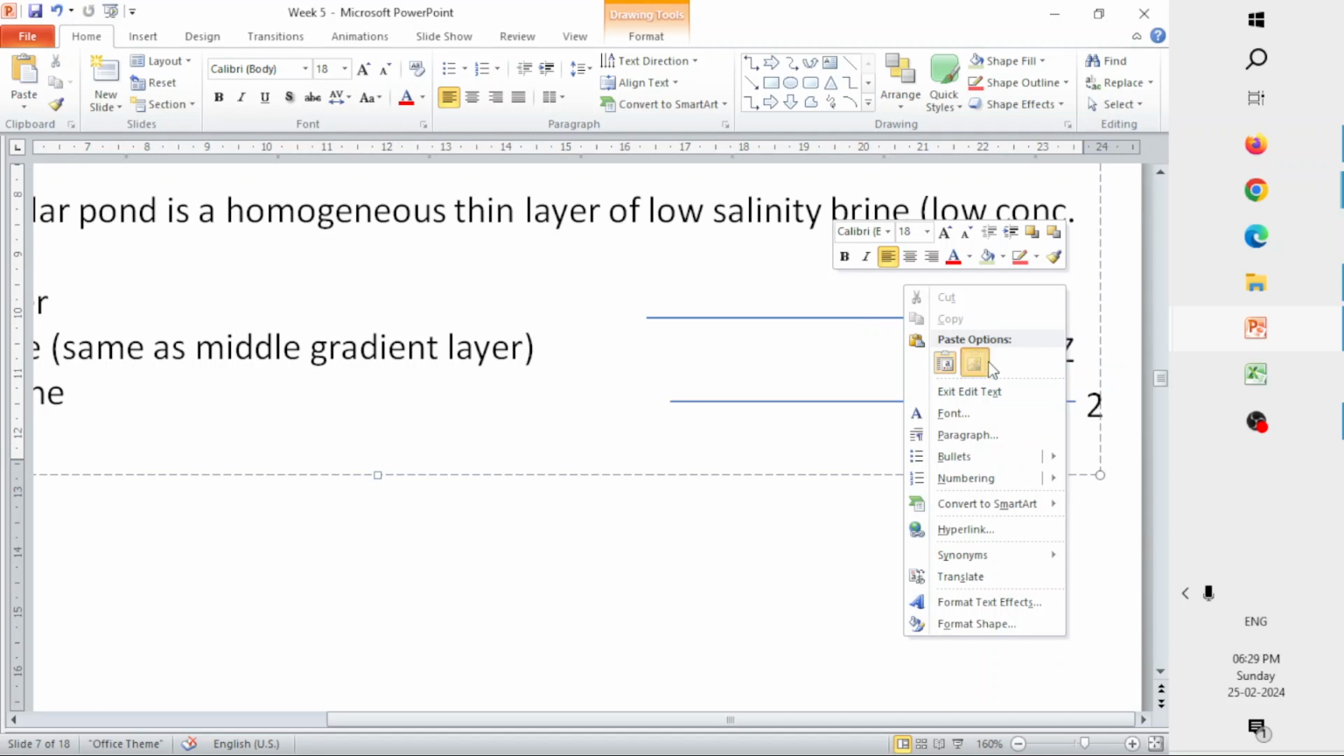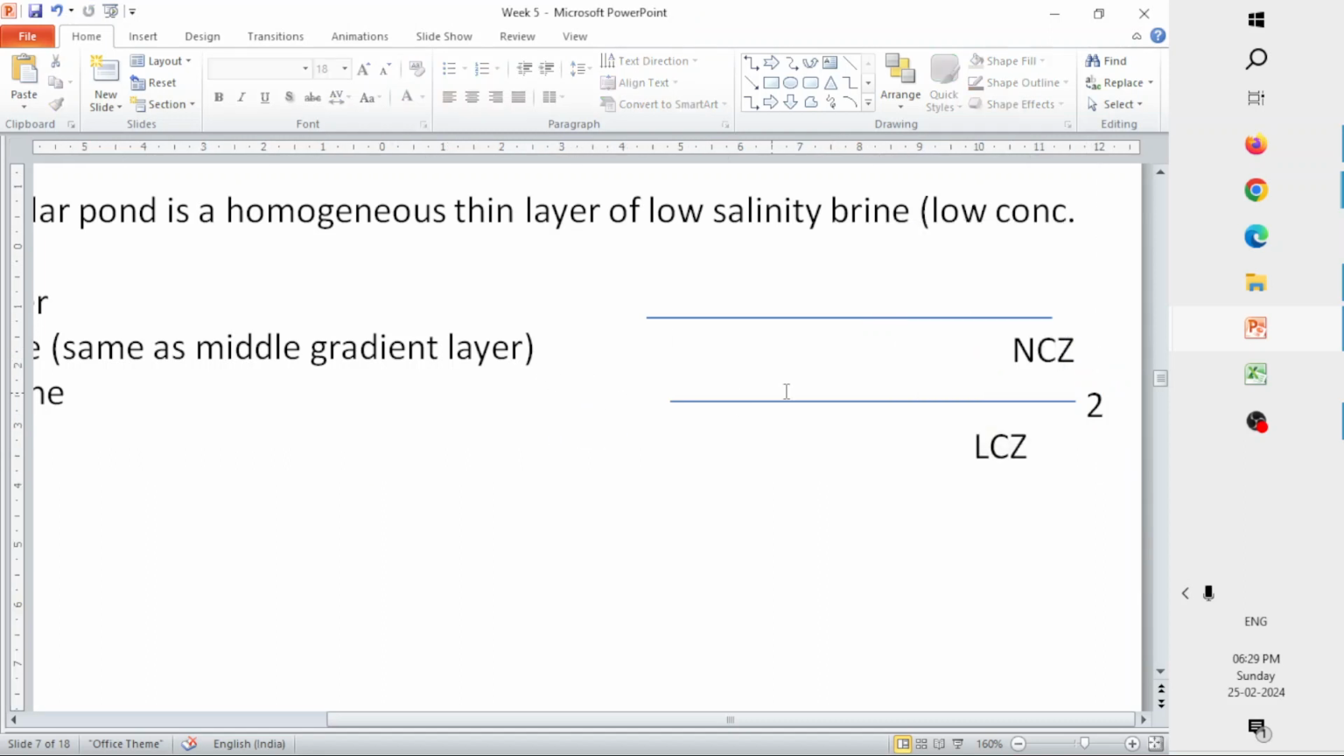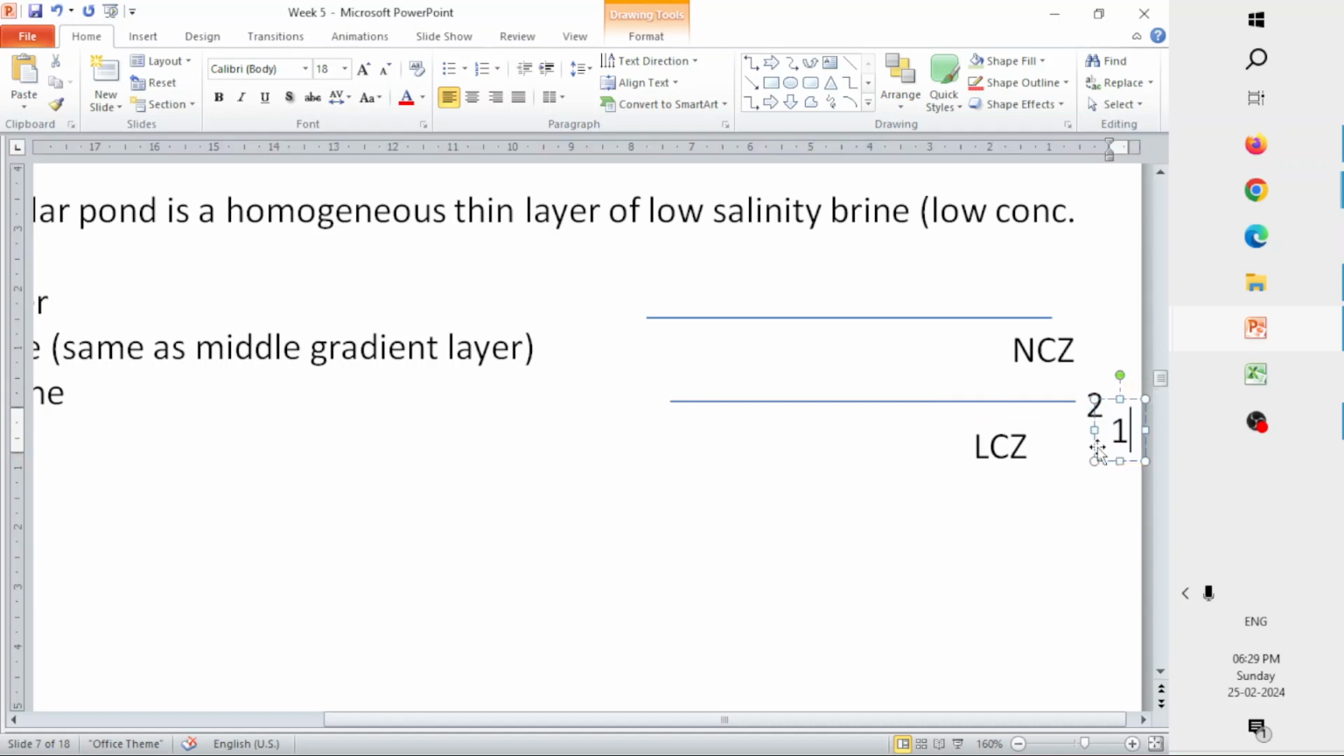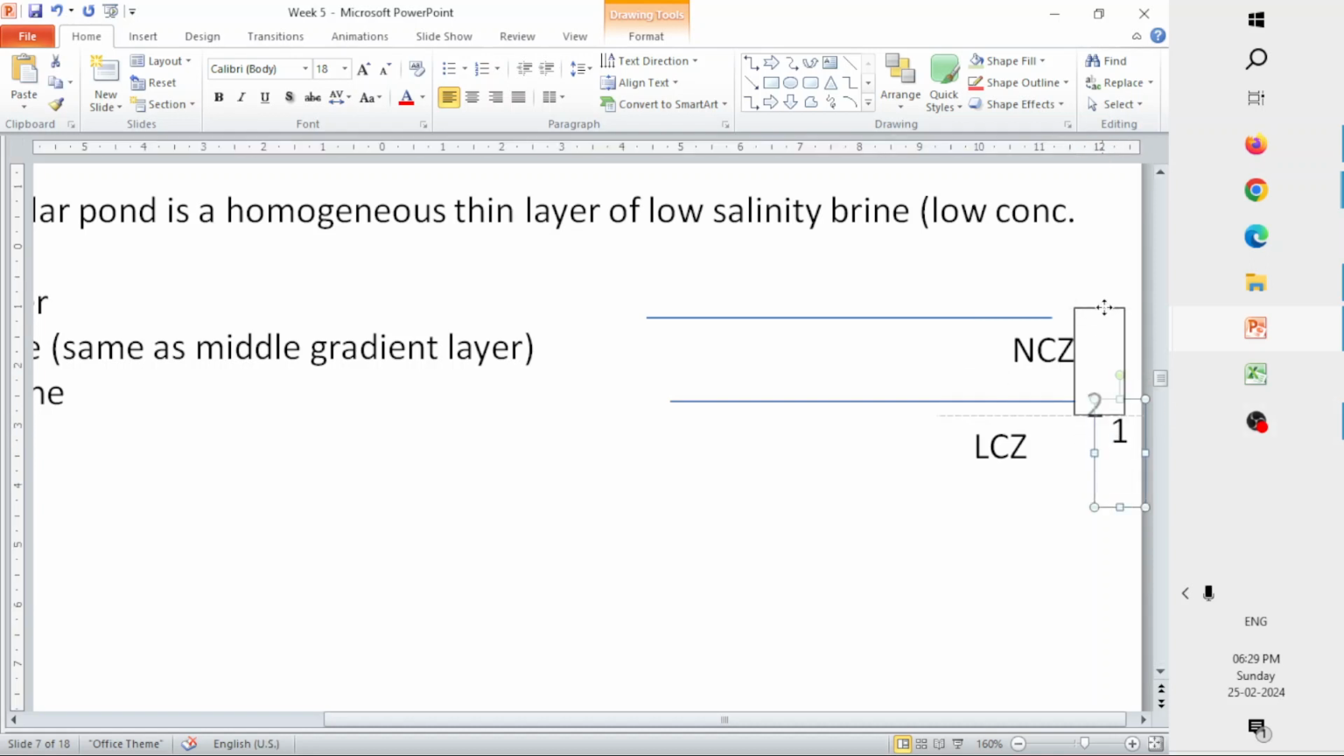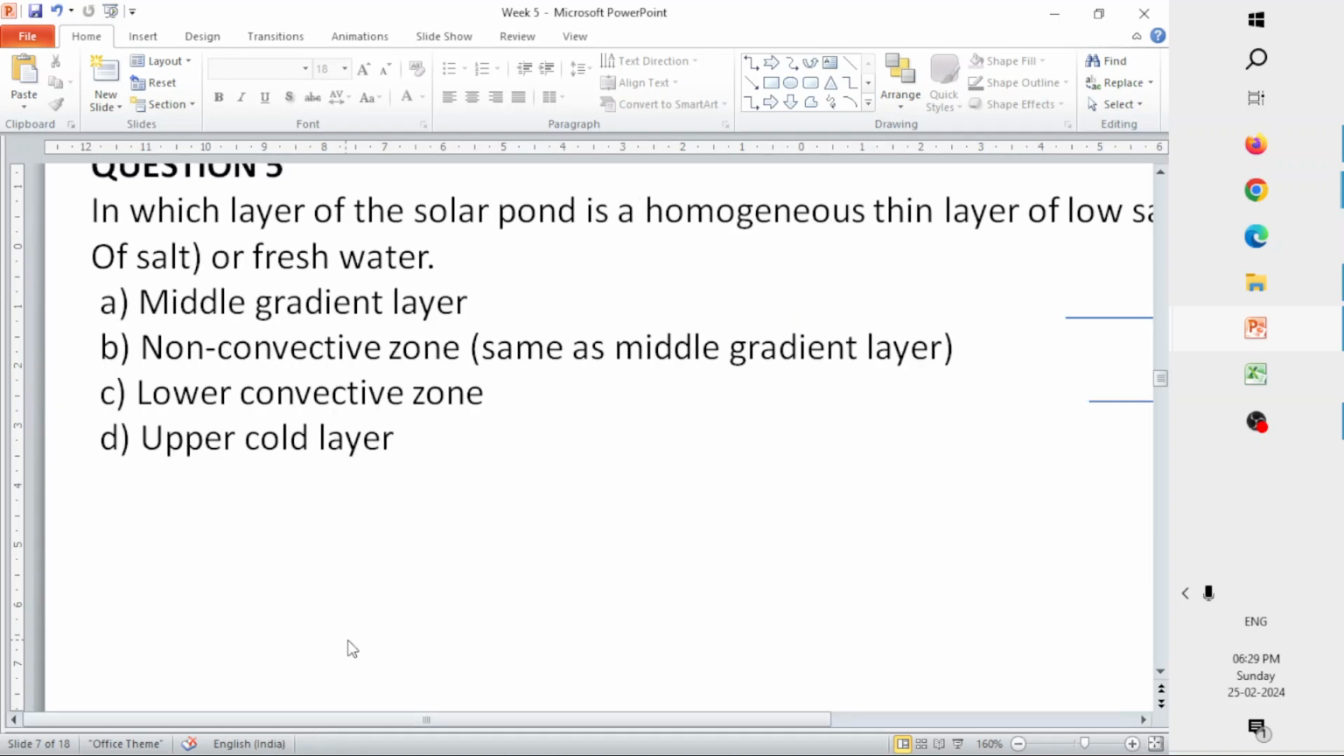So that is the reason we say the concentration of your salt increases with depth as you move down. Whereas if you view it from the top, it decreases. If you are going from bottom to top, salt concentration is decreasing. If you are going from top to bottom, salt concentration is increasing, and that is similar to the temperature as well. So this is about the non-convective zone.